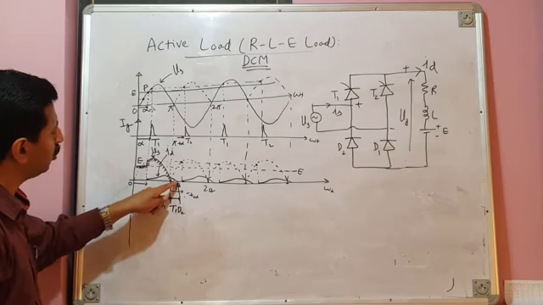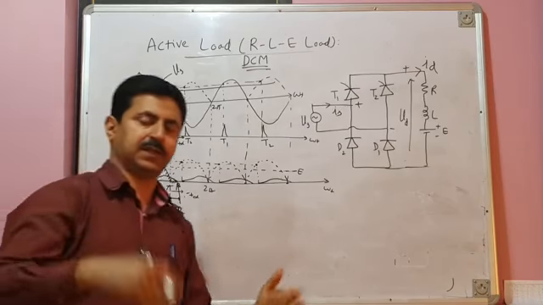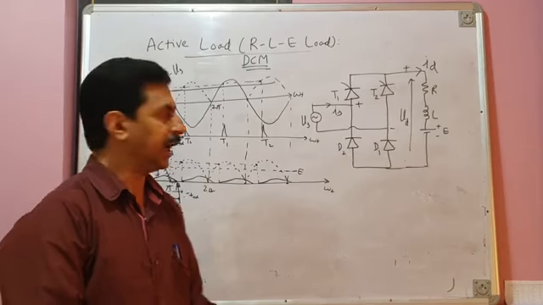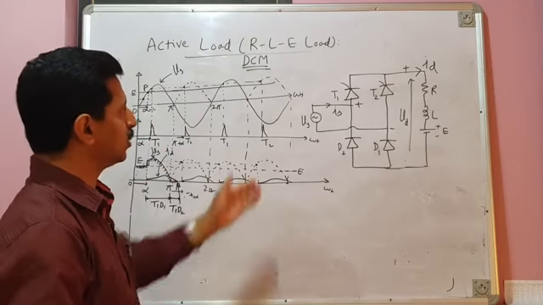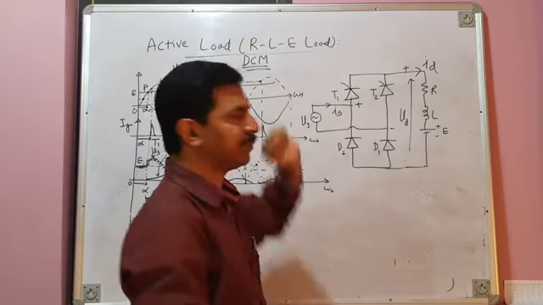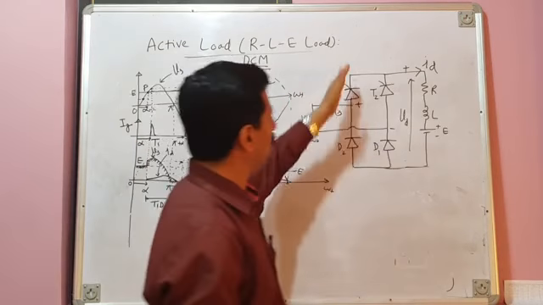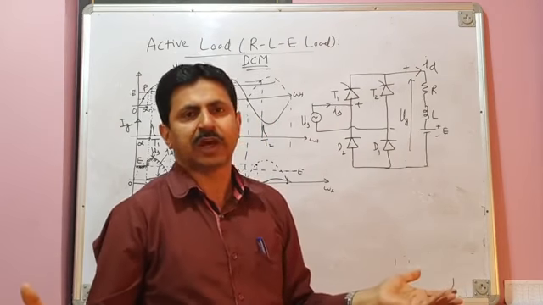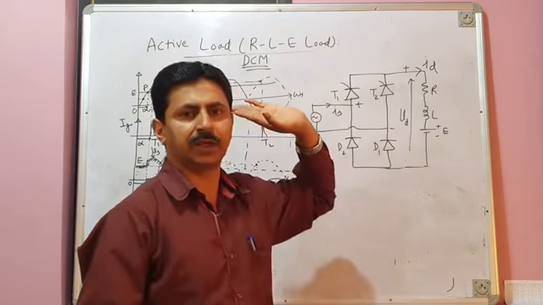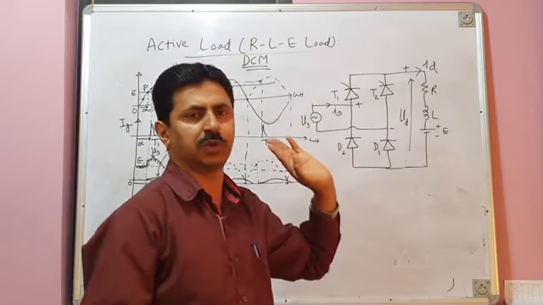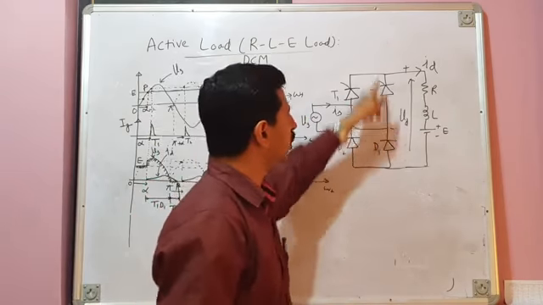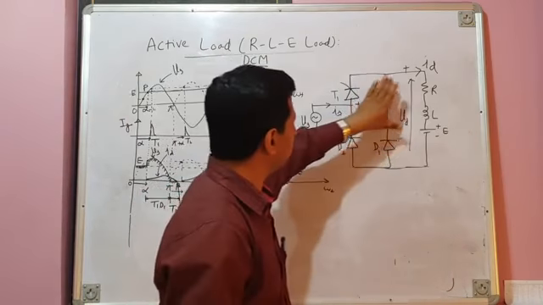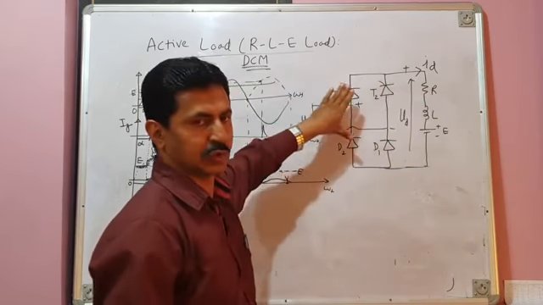At omega t equal to beta, current now extinguishes. It is gone. Current is zero. And as soon as current becomes zero, there is no current in the load, no current coming from the source. So all the four devices will now be turned off. Since load current has become zero, T1 will be automatically turned off. D2 will also be automatically turned off. These two are already turned off. So that means your load is isolated from source.